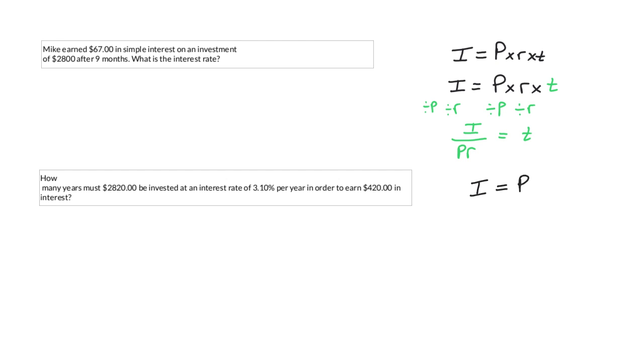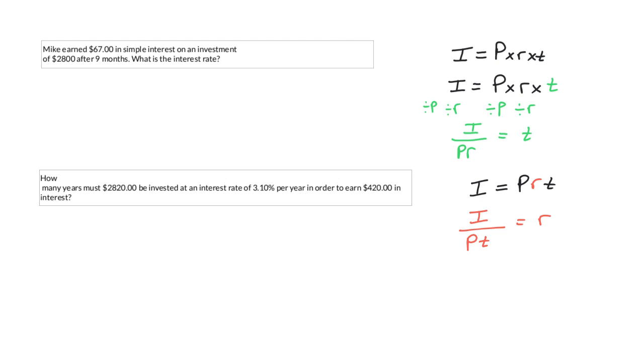So let's say again, I start with I equals P times R times T. But let's say this time I don't know what R is, and I'm looking for R. Again, because all of them are multiplying, to get the R by itself, I need to divide both sides by P and T. So for the R to be by itself, I need to divide by P and T. So now I get the rate.